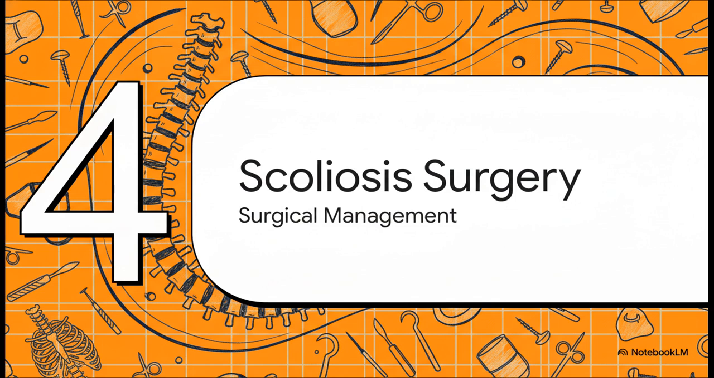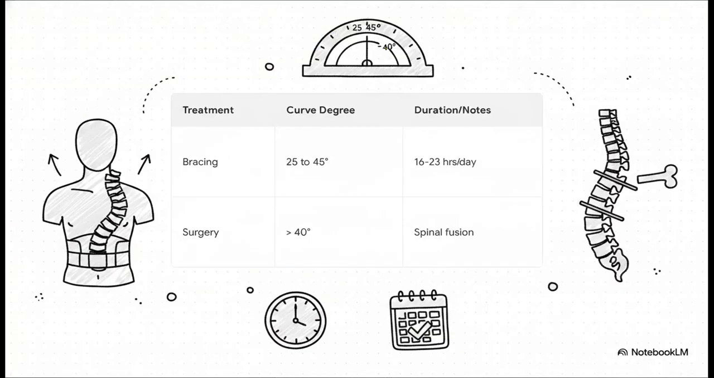Section 4, Scoliosis Surgical Management, Treatment Pathways. And that blueprint brings us directly into our next focus. Treatment depends heavily on those exact measurements we just talked about. The two main interventions for a progressing curve are bracing and surgical spinal fusion.